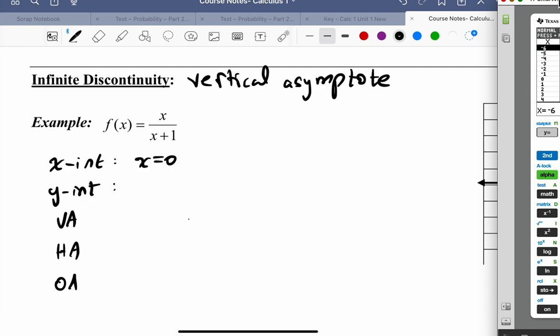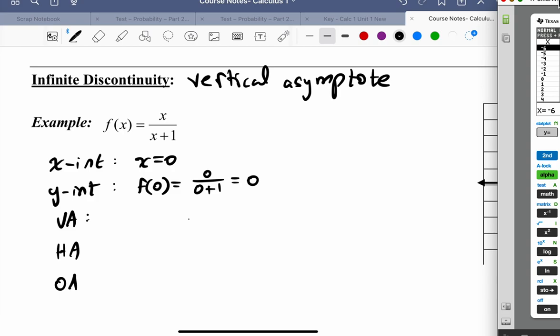So for the x-intercept, you just set that top equal to 0. For the y-intercept, just find f of 0, meaning in your function, replace every x with a 0. And you get f of 0 equals 0. Since y is equal to f of x, we would conclude that y is equal to 0.